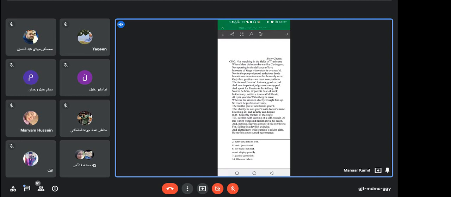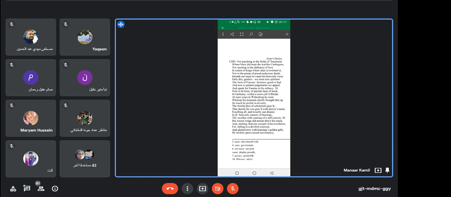Intends our muse to vaunt his heavenly verse. Only this, gentlemen, we must now perform: the form of Faustus' fortunes, good or bad. And now, to patient judgments we appeal, and speak for Faustus in his infancy.